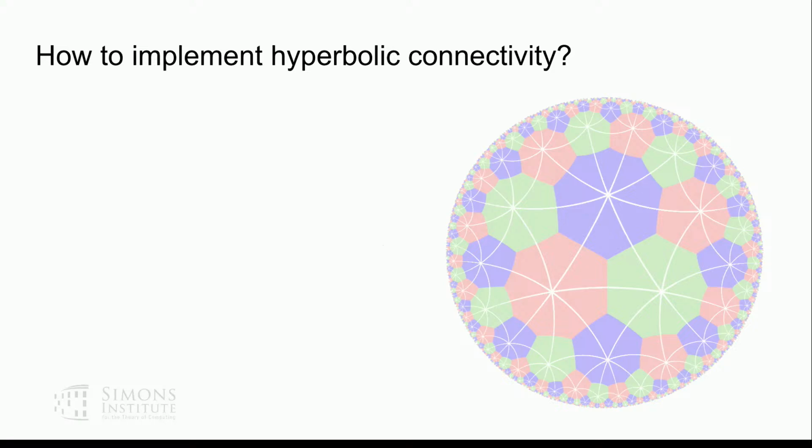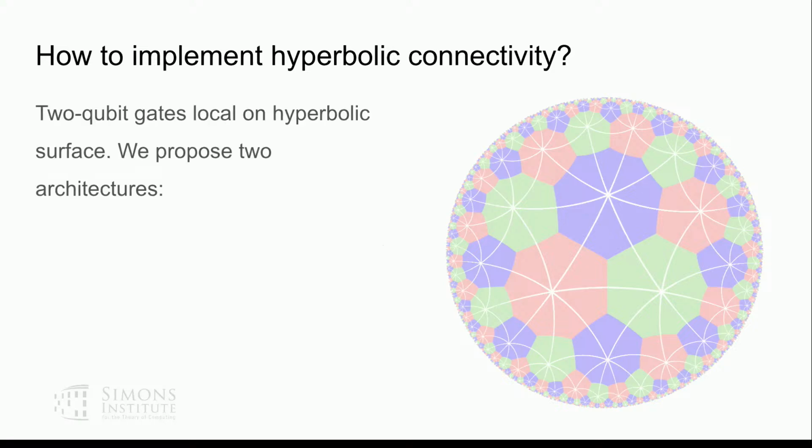Okay, so how do you implement this hyperbolic connectivity? Yeah, so all these gates are, of course, local on the hyperbolic surface. And so we propose 2 different ways that you could implement this in practice. One is either using a biplanar architecture or a modular architecture.